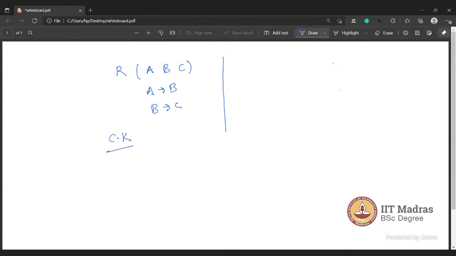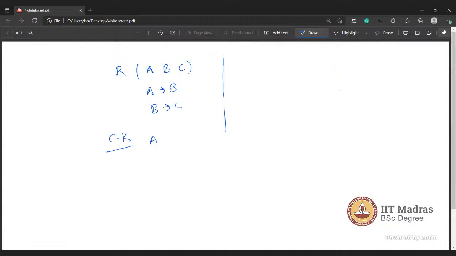Anyone want to tell? Your voice is breaking. Am I audible, right? Hello. Yes, you are audible. Okay, so what is the candidate key in the above relation? Who asked this question? Akash, right? Yes, sir. I think A is the candidate key, since we can reach everywhere from there. Okay, so A is the candidate key.